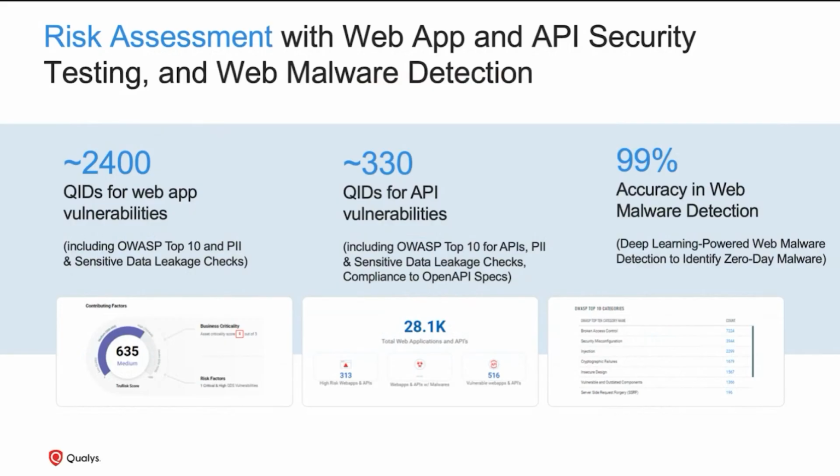Now moving into risk assessment, very brief summary of our risk assessment capabilities in Total AppSec. About 2,400 QIDs are there to detect vulnerabilities in web applications. About 330 QIDs are there to detect API vulnerabilities, and 99% accuracy with our web malware detection capabilities. It is powered by deep learning, and it can detect zero-day malware for which no known signatures exist.